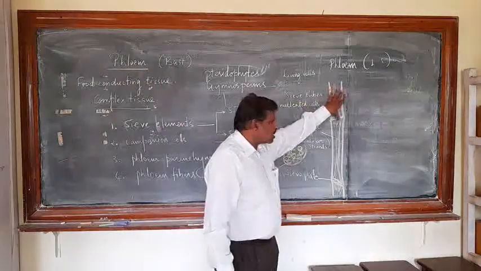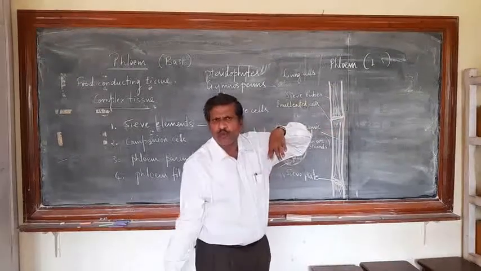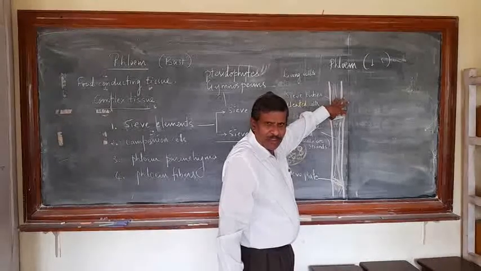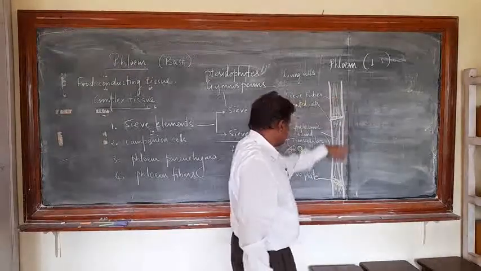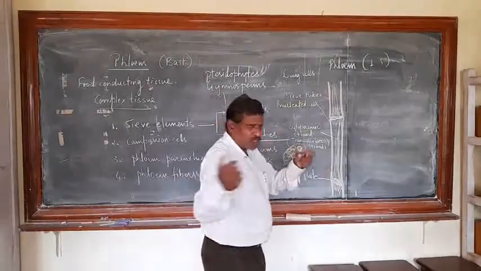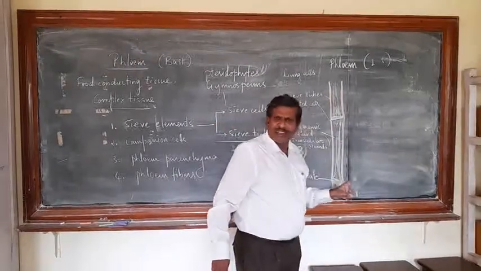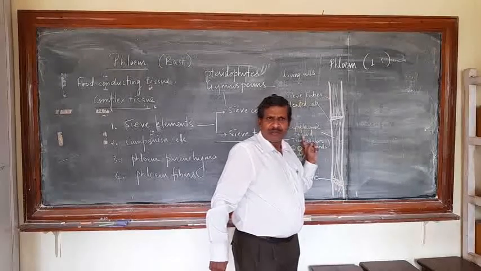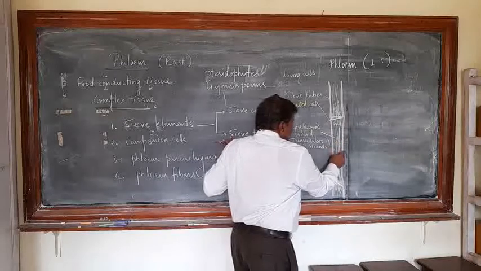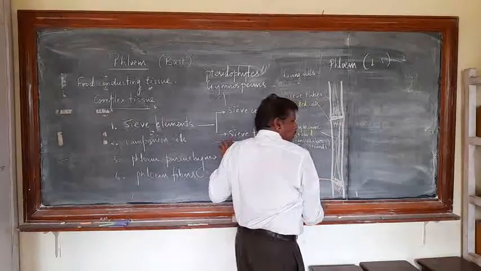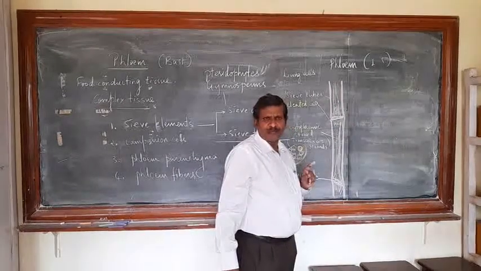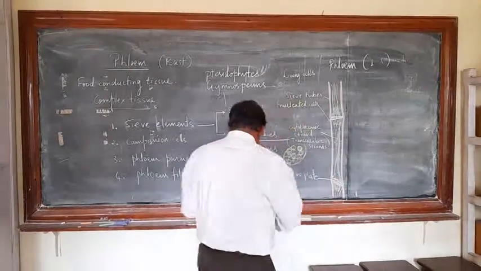Sieve tube cells are mainly meant for transportation of food. Here no block is present. Remember, the end plates that are present in the form of sieve plates have numerous perforations. Through these perforations, transportation of the food molecules can take place. That is why we refer to these cells as the food conducting cells of the phloem. Transportation of the food mainly takes place through these phloem cells, particularly the sieve tubes.